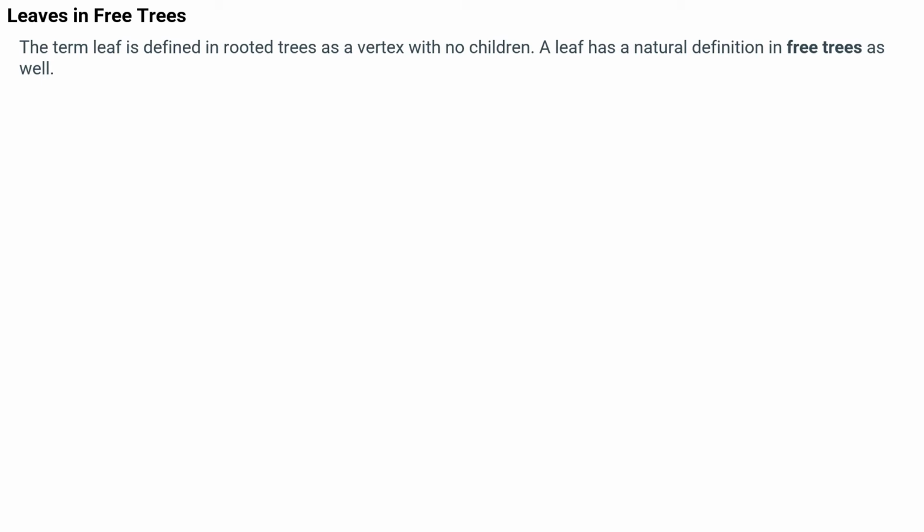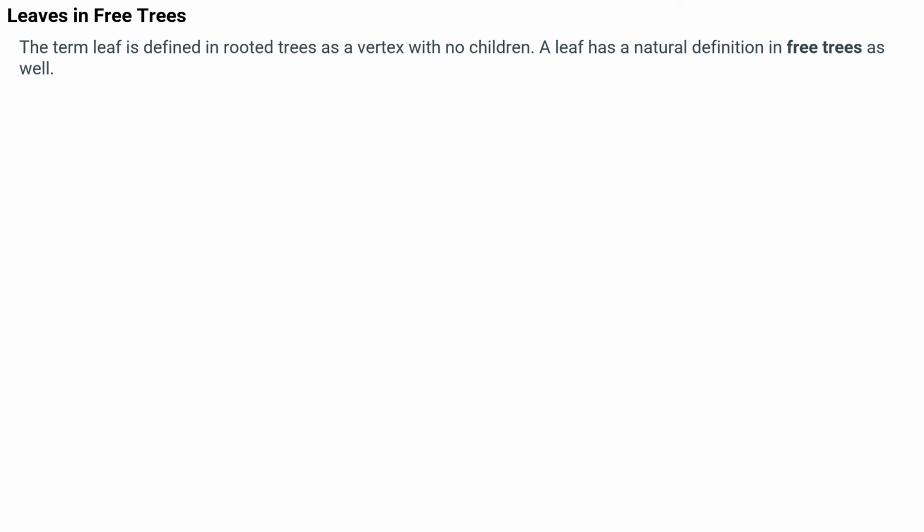Remember, free trees were that other kind of tree that we talked about early on. It's still a tree because it's a connected graph and it doesn't have any cycles, but we don't have this organization where it starts from one vertex and then keeps branching off. So that's what a free tree is.